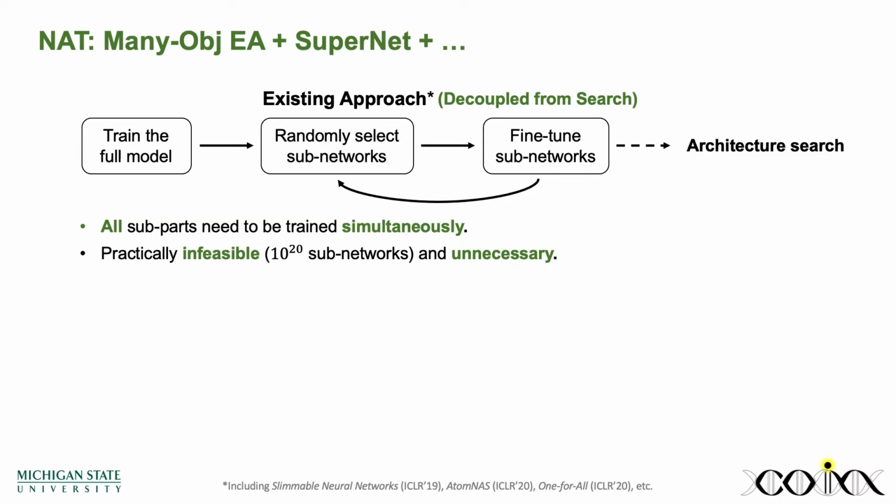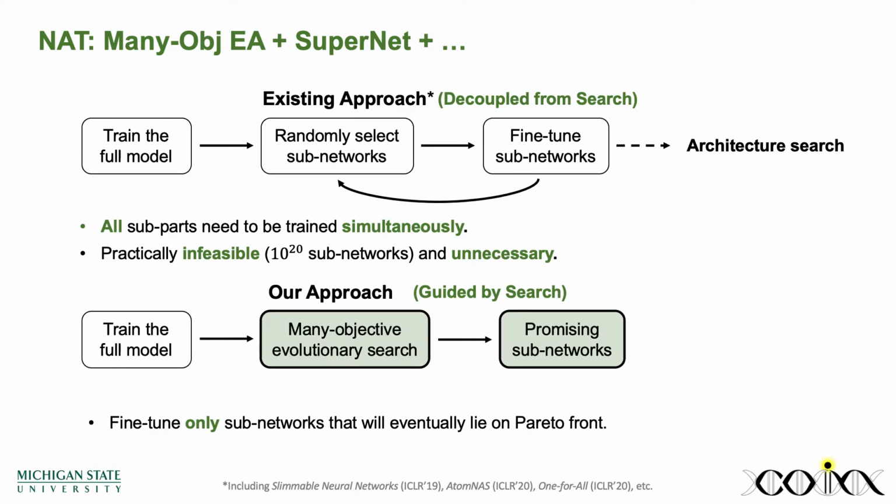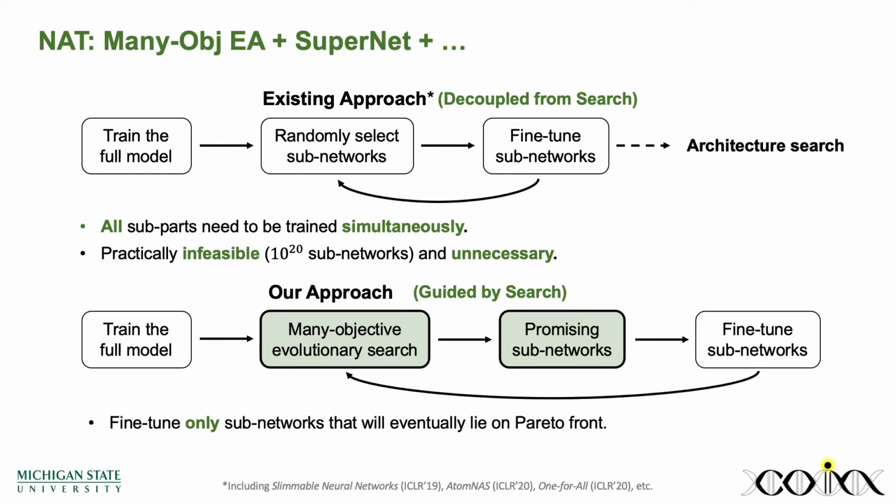And we argue that this approach is practically not scalable to the size of the search space, and more importantly, it is also unnecessary. To solve this chicken and egg problem, we use the architecture search algorithm to guide the training of the supernet, and in our case, we use a many-objective evolutionary search method. Now, during each iteration of the progressive training, we apply EA to search for the promising subnetworks under the current supernet, and only fine-tune the subparts that correspond to these promising subnets. The architectures from the EA search at the end of the training iterations become the output models.